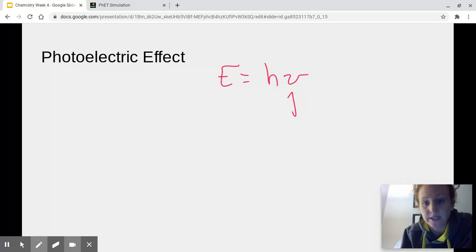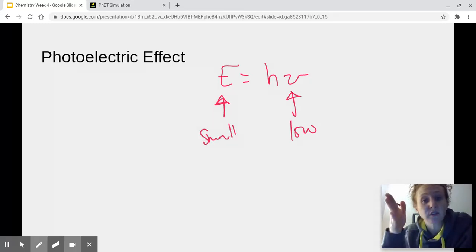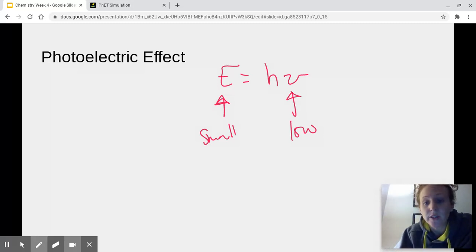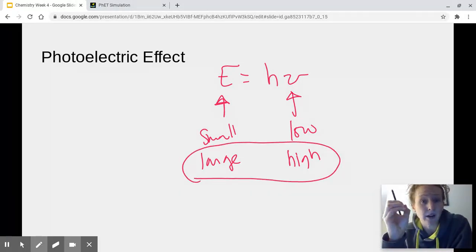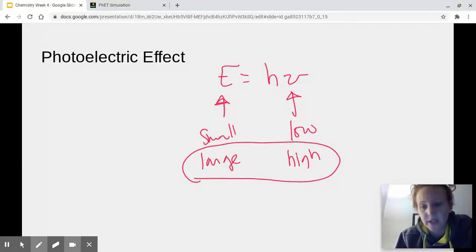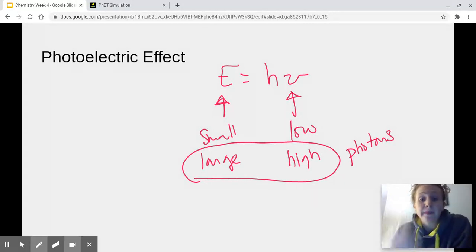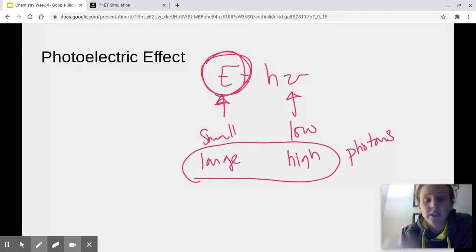So here's our frequency. If we have a low frequency, we're going to come out with a small energy. If we change the frequency of light to a higher frequency, we're going to have a large energy. So again, we don't need more waves. We need a bigger packet of light, a bigger bundle of light. And Einstein called those bundles photons. And this is the energy of one photon.